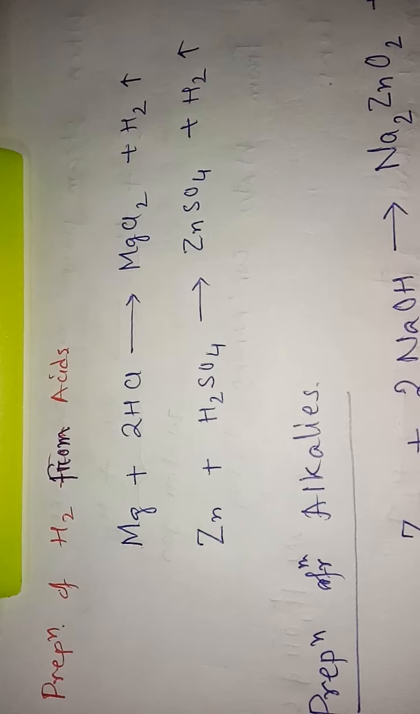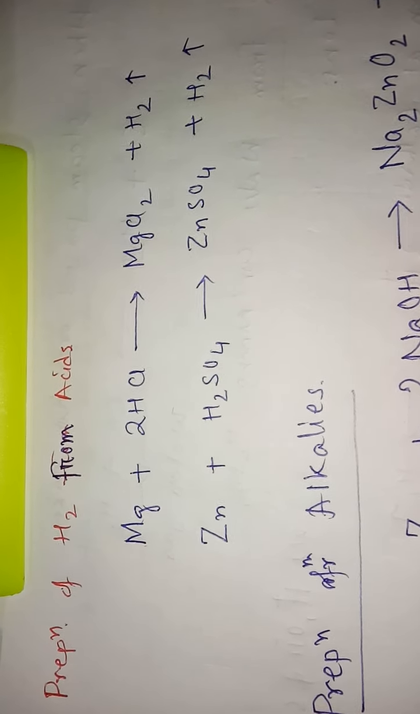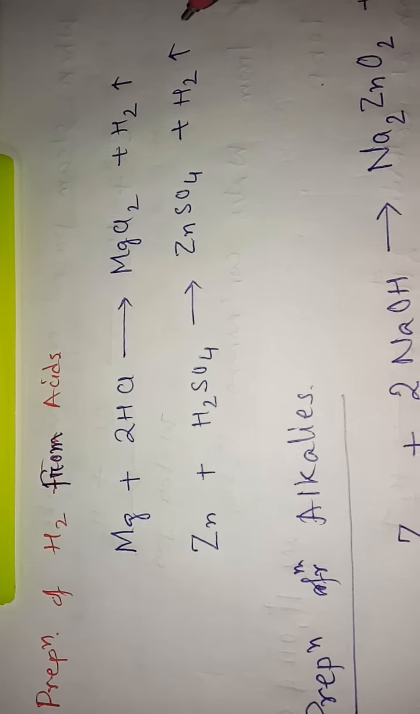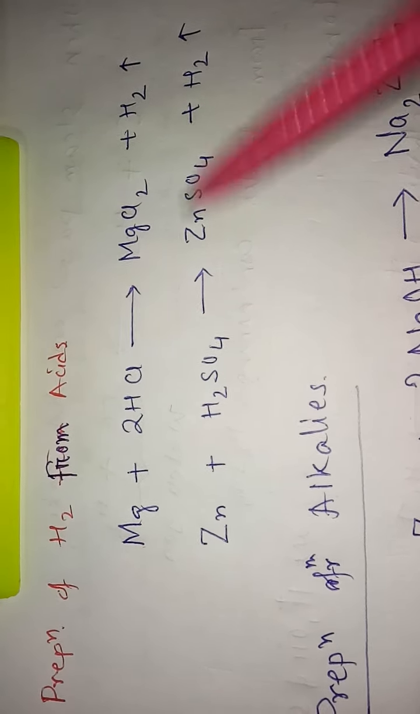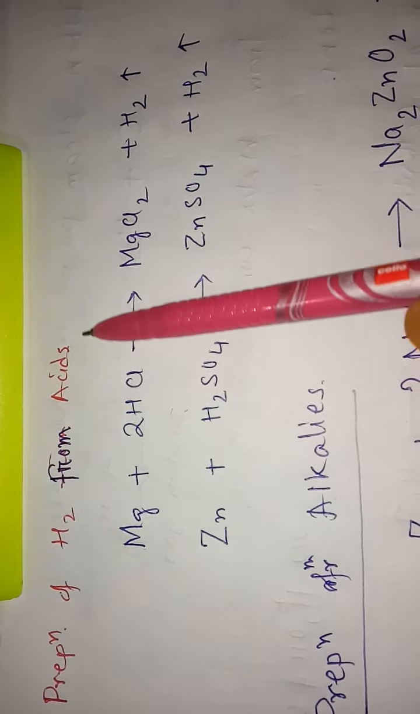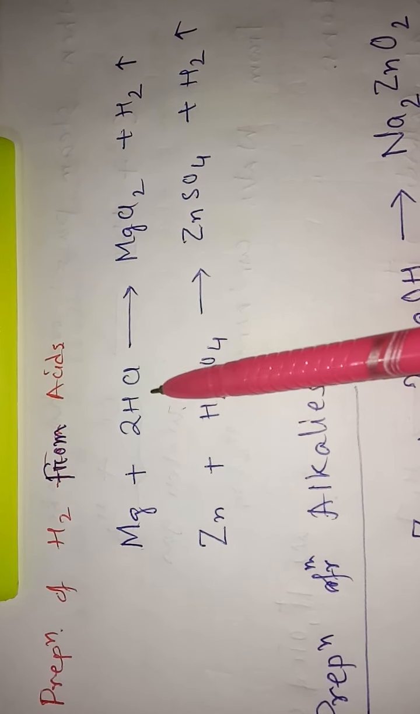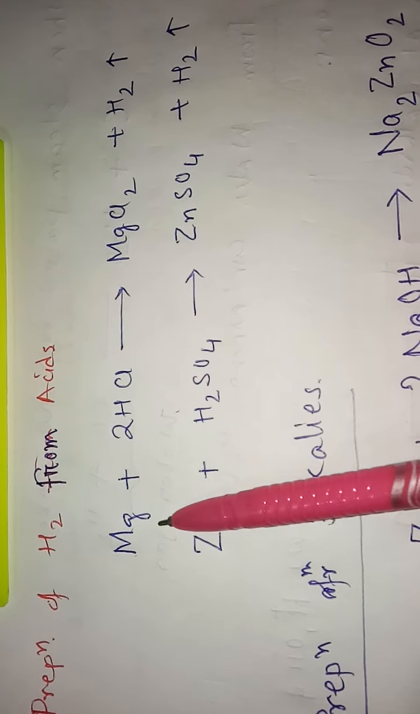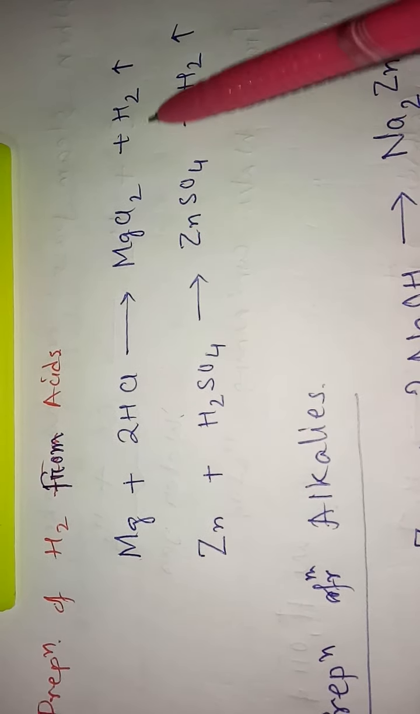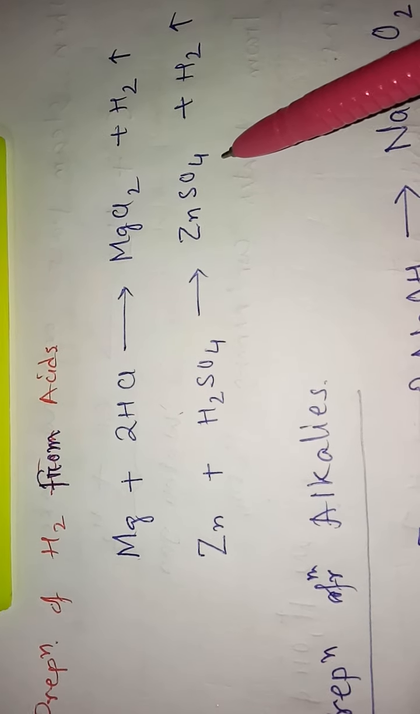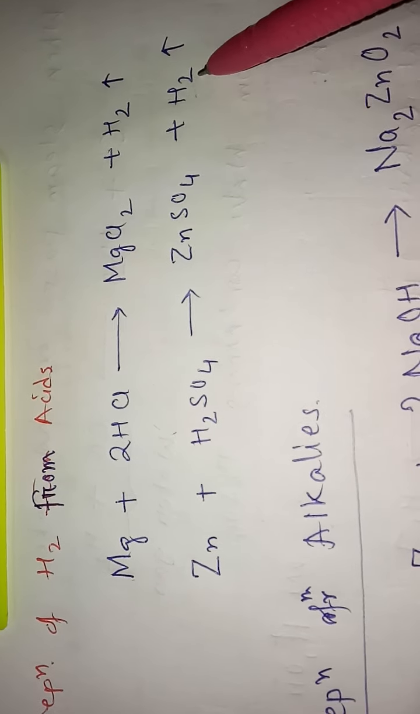Today we will learn preparation of hydrogen. Different methods of preparation of hydrogen. The first one is preparation of hydrogen from acids. So if I take HCl as the acid reacting with magnesium, forming magnesium chloride and hydrogen. Zinc reacting with H2SO4 forming ZnSO4 plus hydrogen.